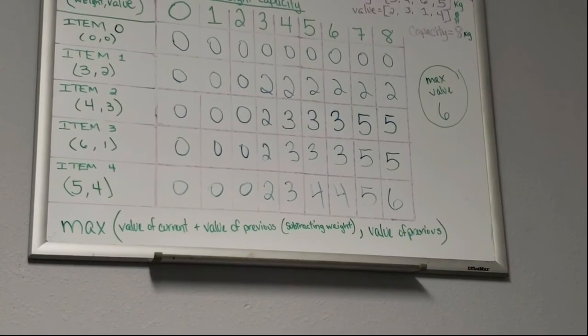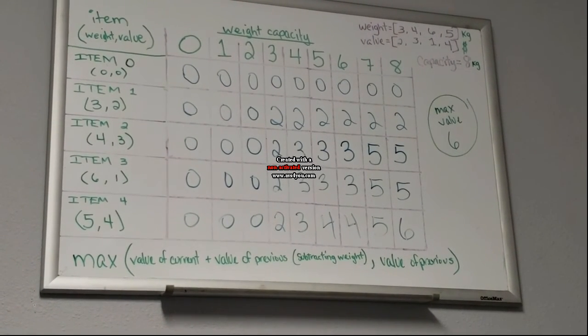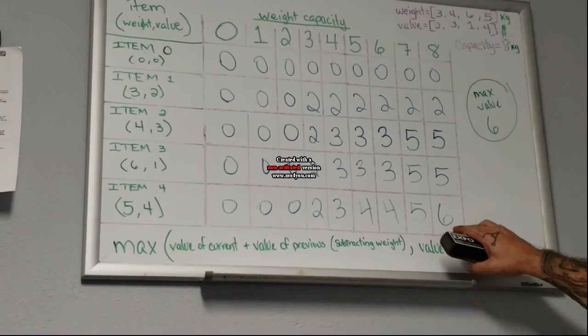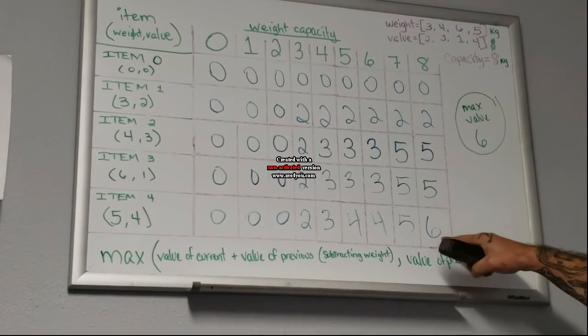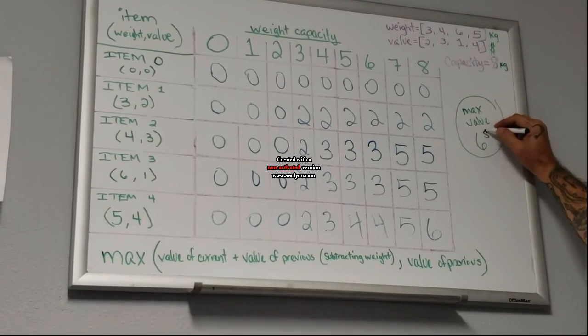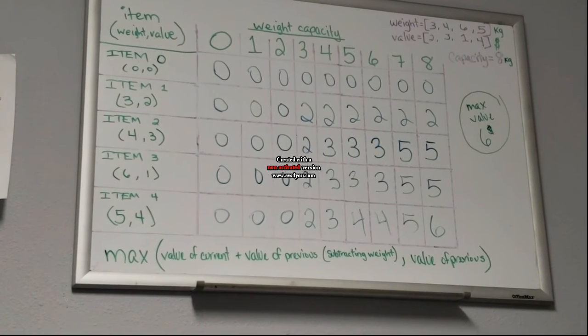Dynamic programming works, and this is what the subproblems are going to break down to. Now, we found that the max value that we can put in a knapsack is going to be $6. So $6 here is going to be our max value. And that's what they wanted us to return in the question.